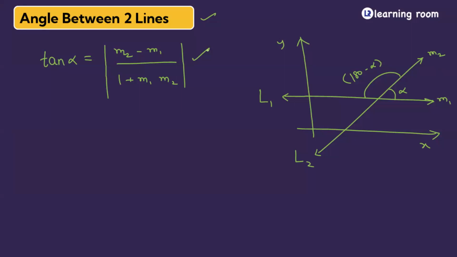This is the formula. So for you to apply this formula, looking at this itself, you will be able to know what the required parameters are. You need the slopes of those two lines. So when you need to apply this formula, they should give you the slopes of the two lines. Just make a quick note of it.